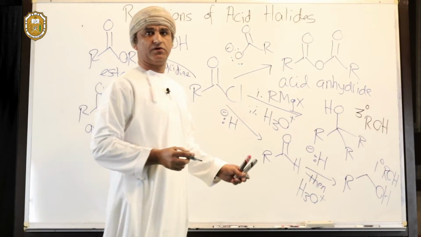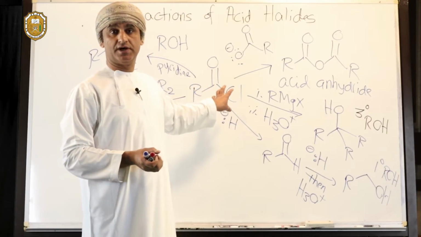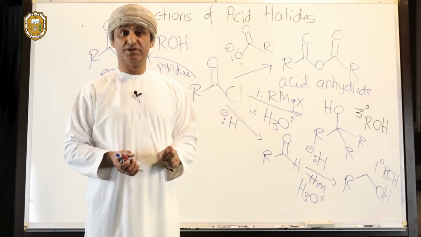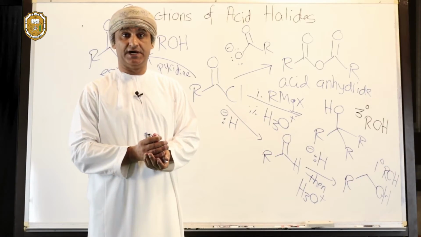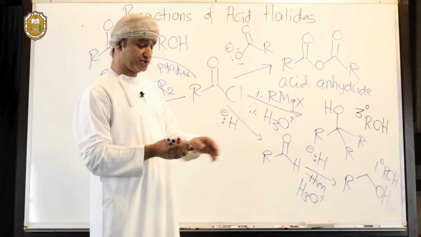So primary alcohols can be made from acid chlorides if the acid chloride is treated with a strong reducing agent such as lithium aluminum hydride via the intermediate aldehyde. So we can make primary alcohols, and therefore we can make tertiary alcohols.